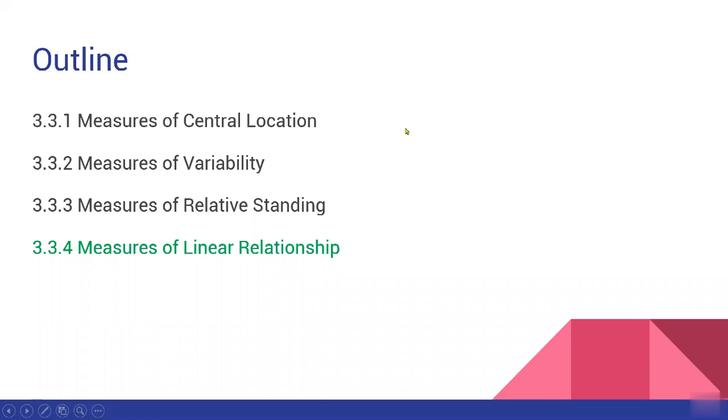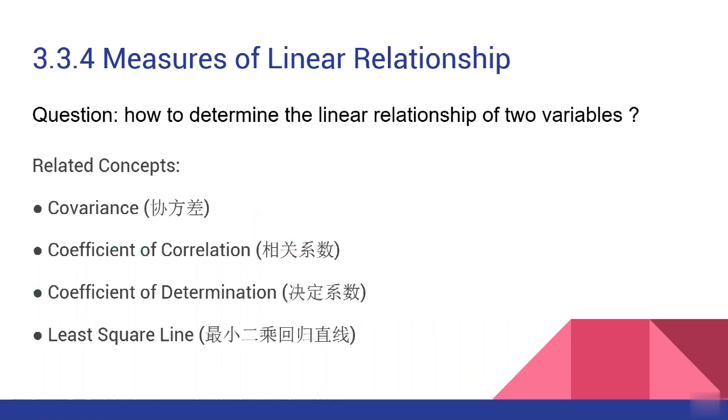Okay, today we're going to learn measures of linear relationship. Measures of linear relationship is to answer the question, how do we determine the linear relationship of two variables? We're going to talk about four concepts. They are covariance, coefficient of correlation, least square line, and coefficient of determination. So in this class, today, we're going to look at the first two concepts.